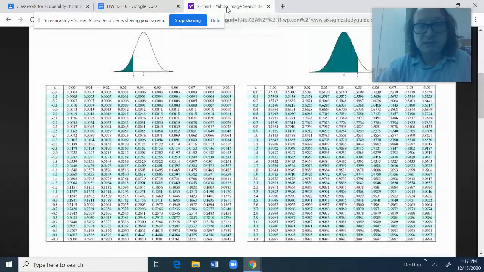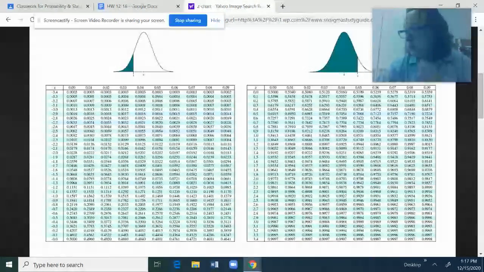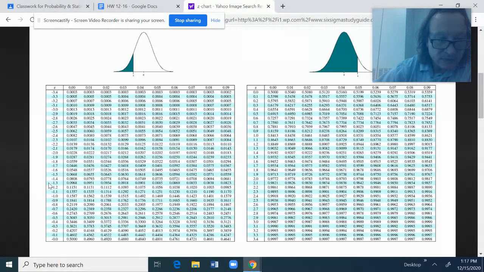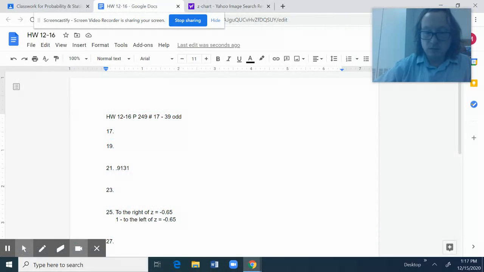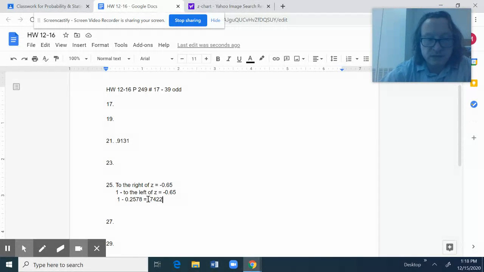So let's look up negative 0.65. I'm going to use this side, or in the book, make sure you're using negative. 0 comes first, so I need my 0.6, and then I'm going to go to 5, which would get me to 0.2578. So this is going to be 1 minus 0.2578, which would get me 0.7422. I think that's right. If I add them together, that would be 99, and yeah. All right, so that's how you do that one.